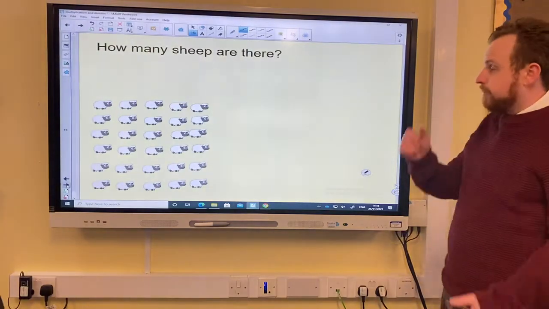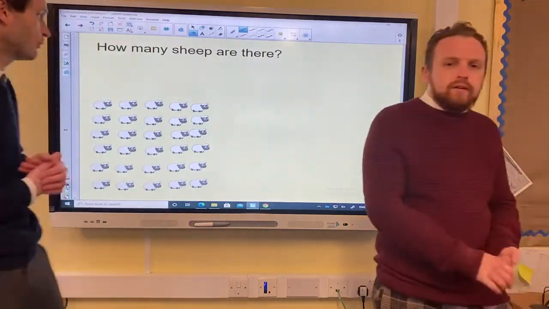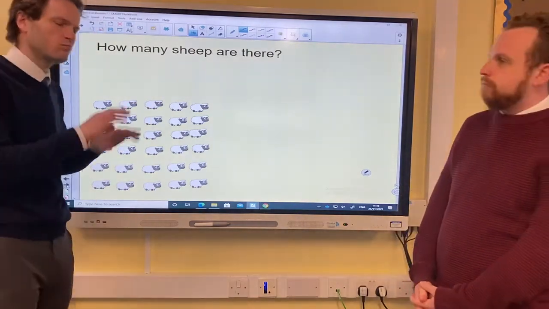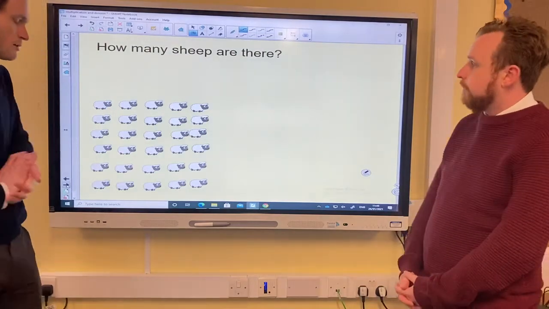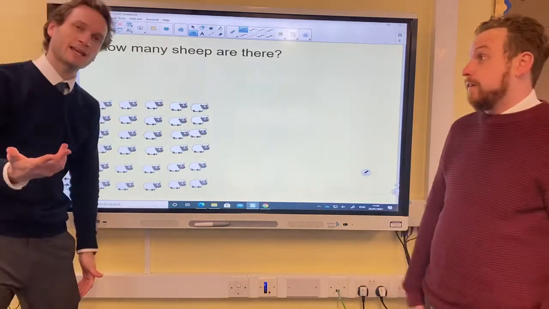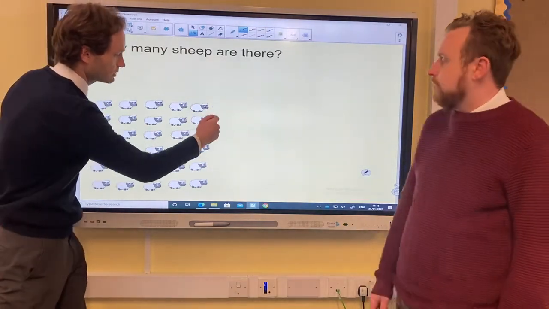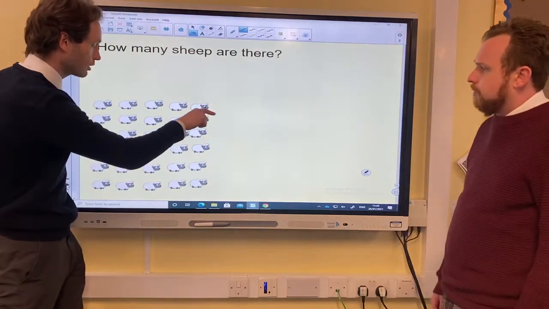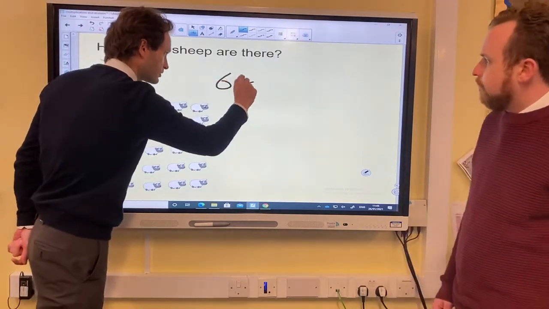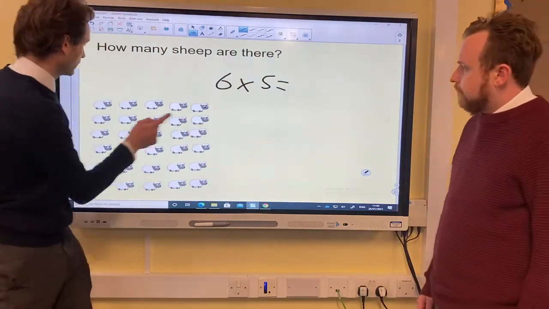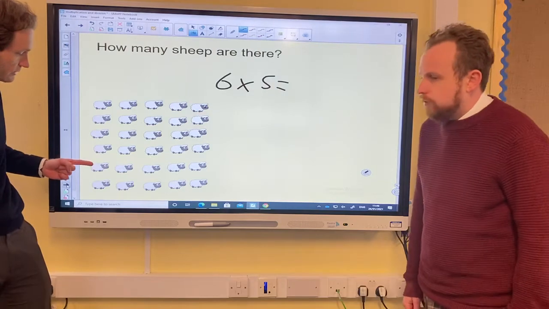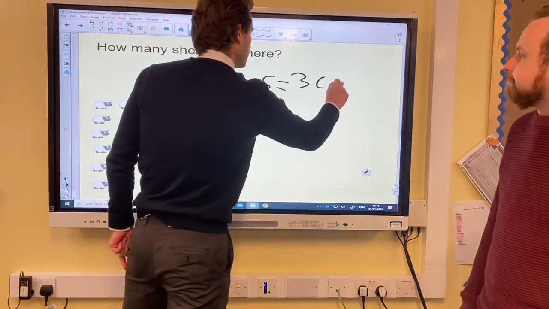Right, so Mr. Lake, here we have an array of sheep. A nice group of sheep. Right, so we're not going to count them all up one by one. We'll get in a muddle, take too long. So let's use our times table knowledge. So along here we've got 1, 2, 3, 4, 5. That's handy. So down here we've got 1, 2, 3, 4, 5, 6. So we've got 6 groups of 5, haven't we? Right, so let's count up then. 5, 10, 15, 20, 25, 30. Okay? 6 groups of 5.